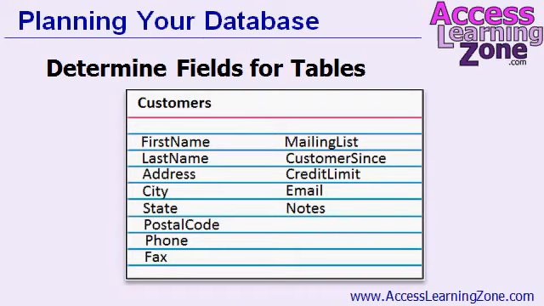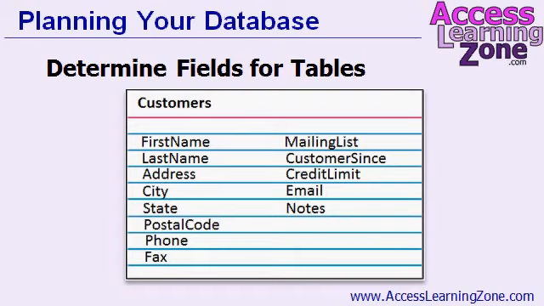There's also some additional information I'd like to keep track of. For example, is this customer on my mailing list? How long has he been a customer, which I call customer since? What's this customer's credit limit? His email address, and then any other extraneous notes that I might want to track about this customer.